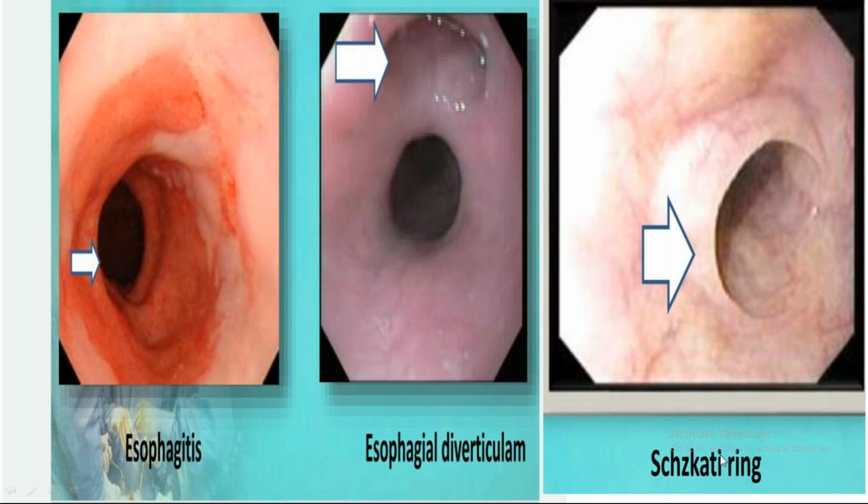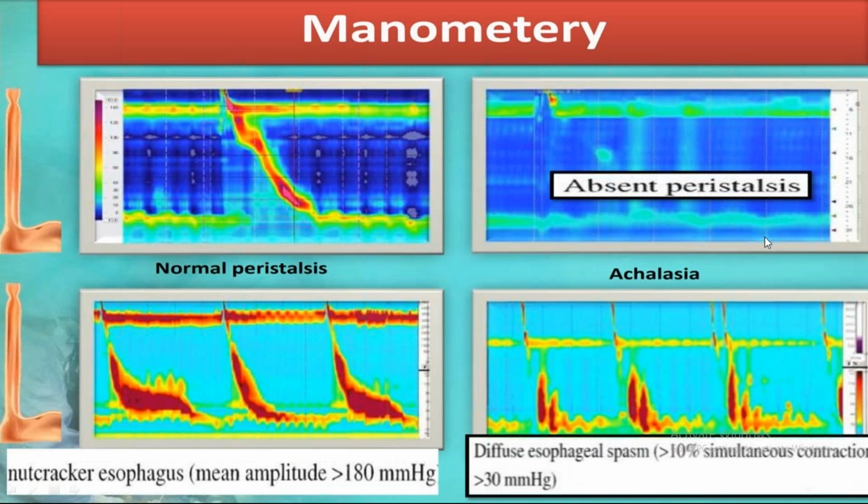This is the Schatzki's ring. The normal lumen may be wider than this. This is the normal esophageal lumen, whereas this is the Schatzki's ring. This is a manometer study depicting the normal peristalsis and achalasia cardia. These are the peristaltic waves, and there are no peristaltic waves in achalasia.